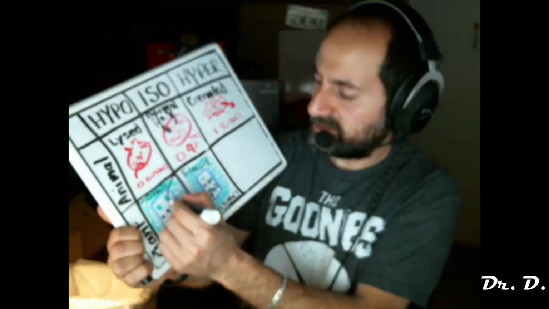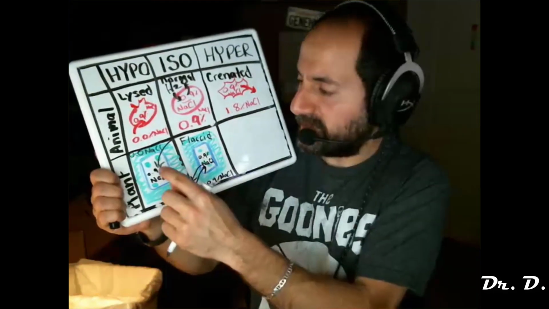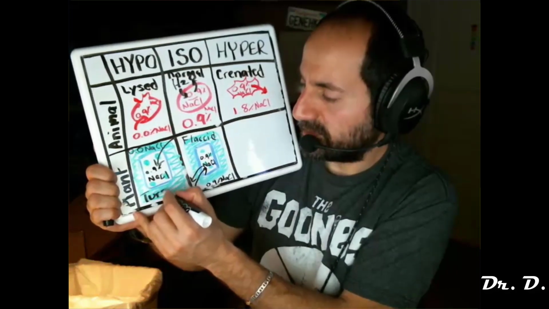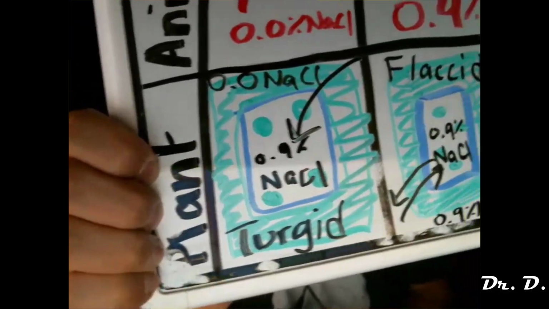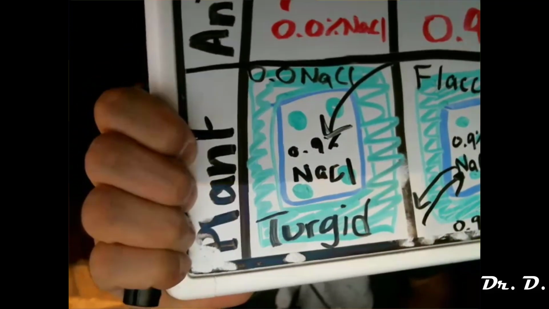Water would flow into the cell. In hypotonic conditions, water flows into the cell, and the cell gets firmer and firmer, and it becomes what's called turgid, okay? Turgid. Turgid is a firm cell, a high pressure internal. There's high pressure internally, high pressure cell.